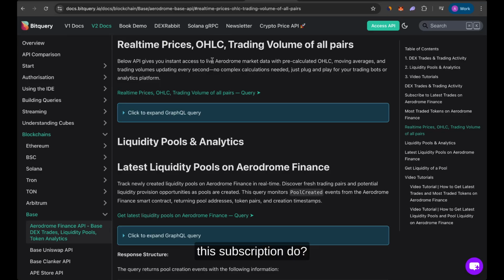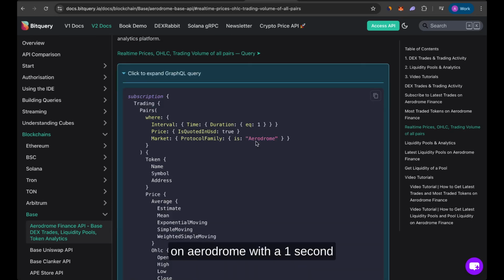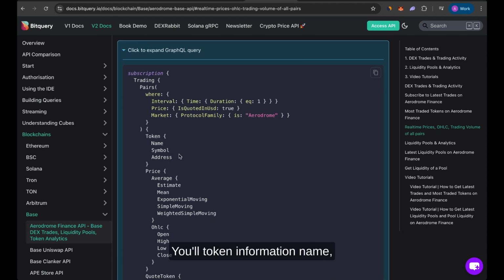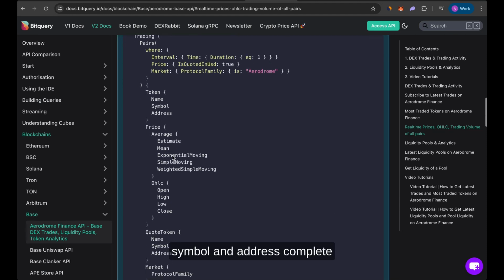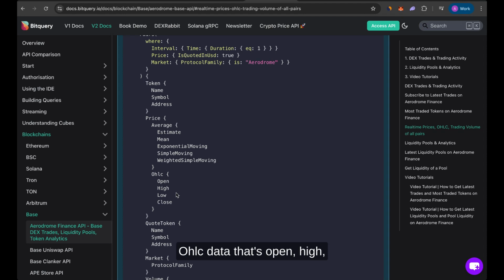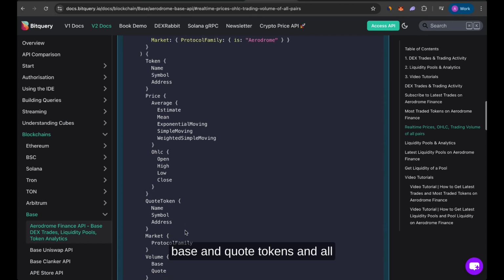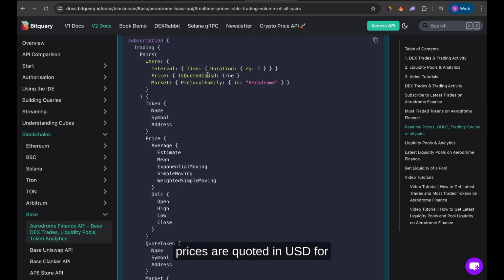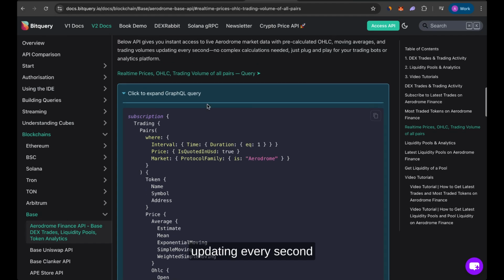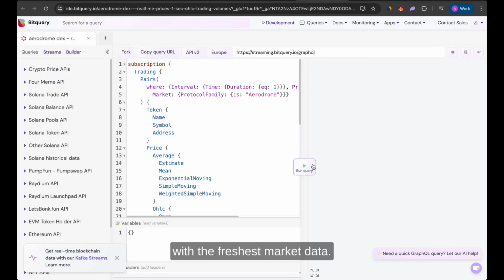So what exactly does this subscription do? It gives you real-time updates for all trading pairs on Aerodrome with a 1-second interval. For each pair, you'll get token information: name, symbol, and address, complete OHLC data, that's open, high, low, and close prices, multiple moving averages: exponential, simple, and weighted, and volume data for both base and quote tokens. And all prices are quoted in USD for easy tracking. This data streams continuously, updating every second, so you're always working with the freshest market data.